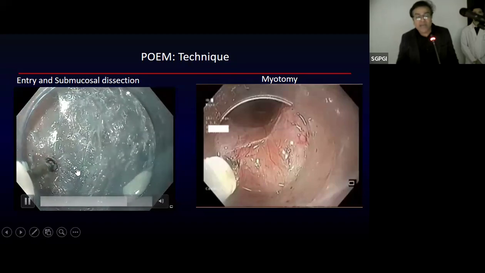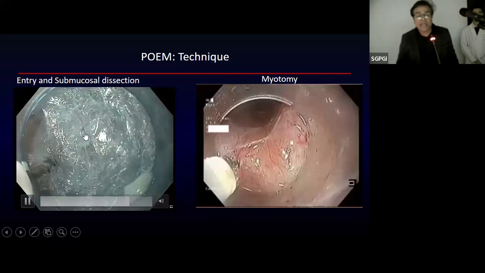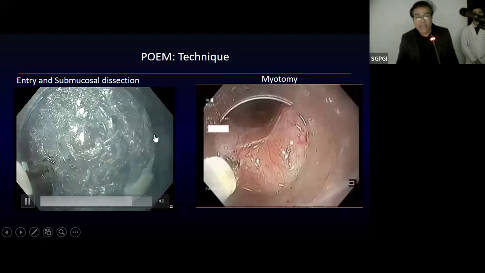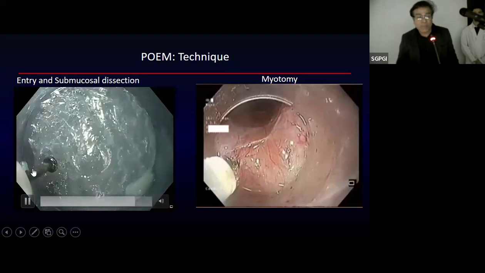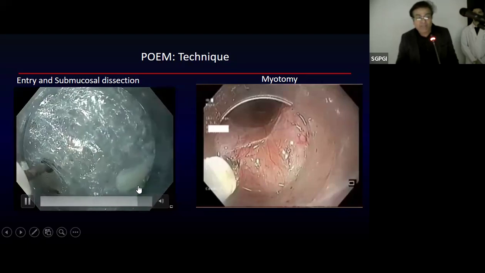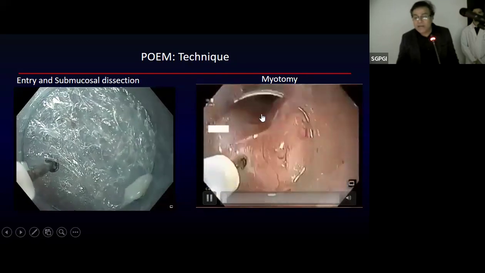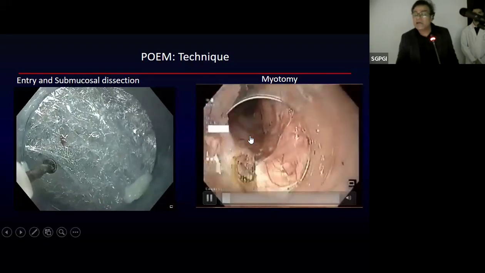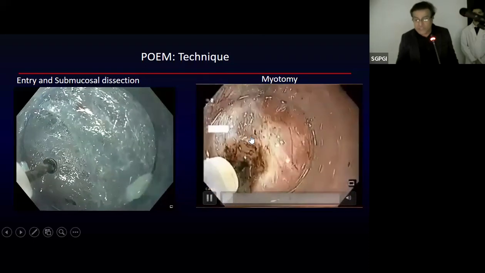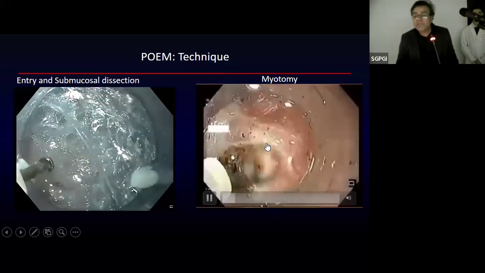As you can see, we have entered into the submucosal space. This is the submucosa, and on this side is the mucosa. Below you have the muscle layer. Once that is done, you have made a tunnel. You can see this tunnel, and we extend this tunnel around 3 centimeters below the GE junction. You have this muscle exposed.